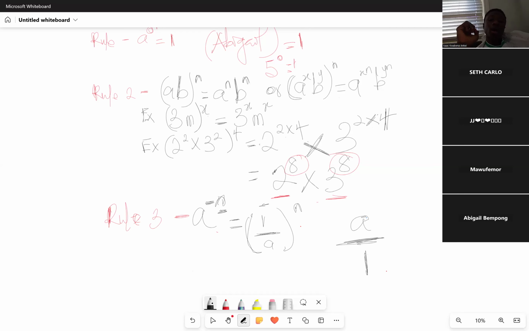Any number. Understood. Yeah. So we are repeating one more time. Any number raised to a negative index is equal to the reciprocal of the number raised to the same but positive index. So that means that if you are seeing 1 over a exponent n, you can rewrite it as what? A exponent negative n. In the same vein, if you see a exponent negative n, you can do it the other way around.